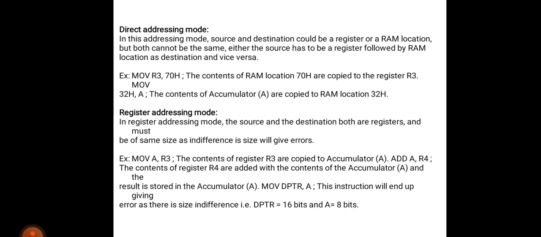Now we will understand by the example. Suppose MOV A, R3 is the example, then the contents of register R3 are copied to accumulator A. Another example is ADD A, R4, which means the contents of register R4 are added with the contents of the accumulator A, and the result is stored in the accumulator A. The next one is MOV DPTR, A, which will end up giving an error as there is a difference in size, that is DPTR is 16 bits and A is 8 bits.